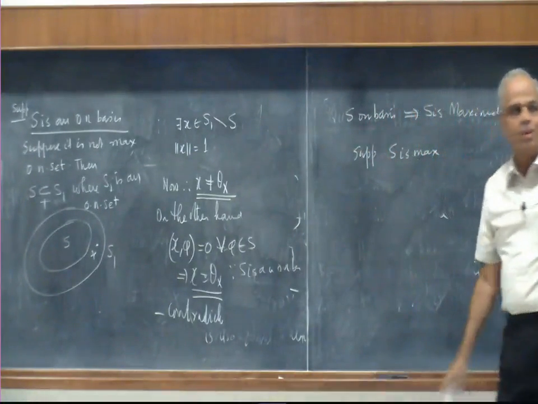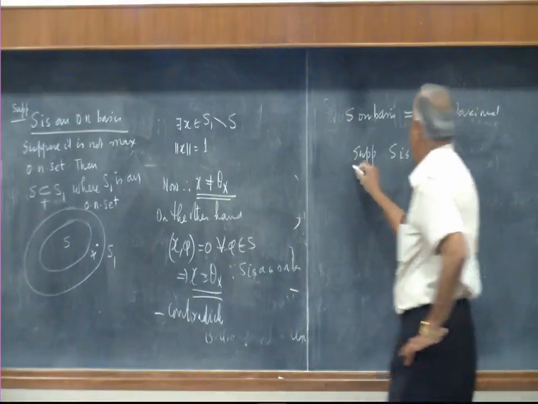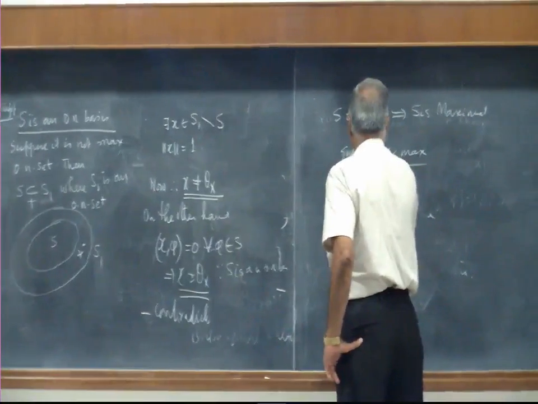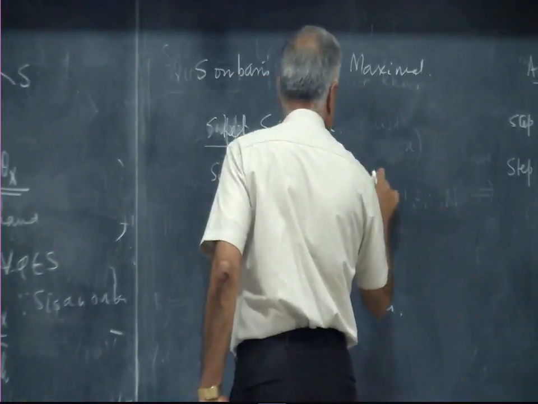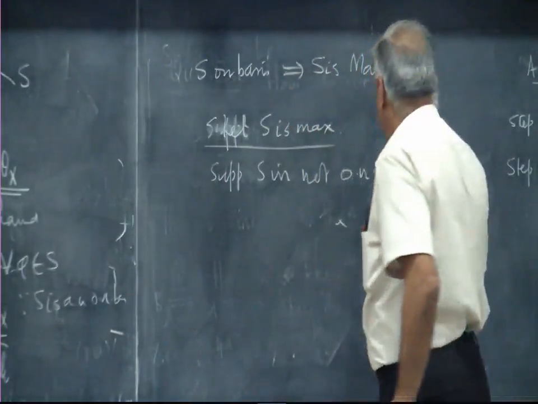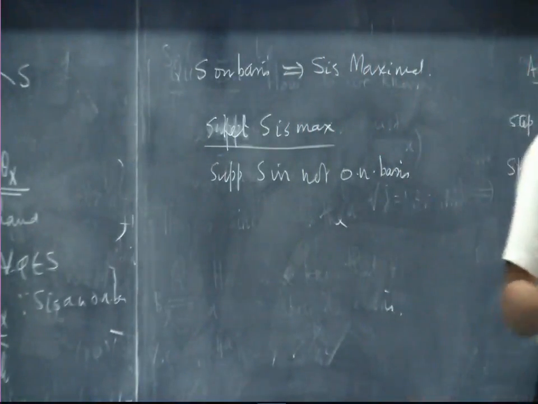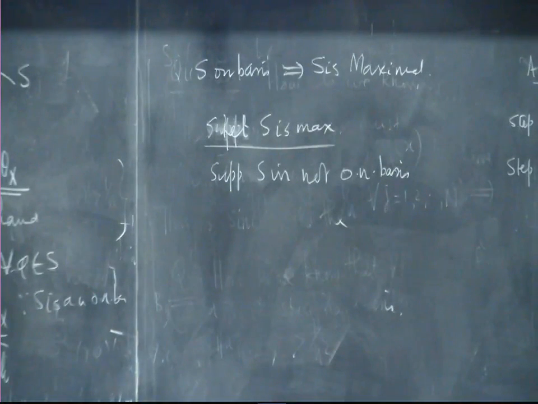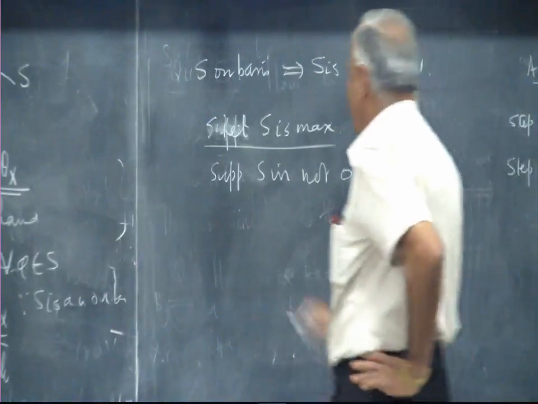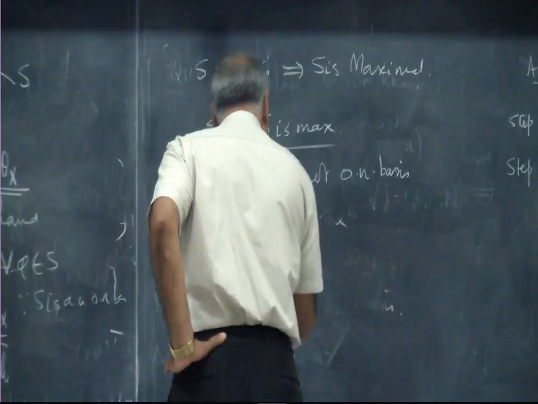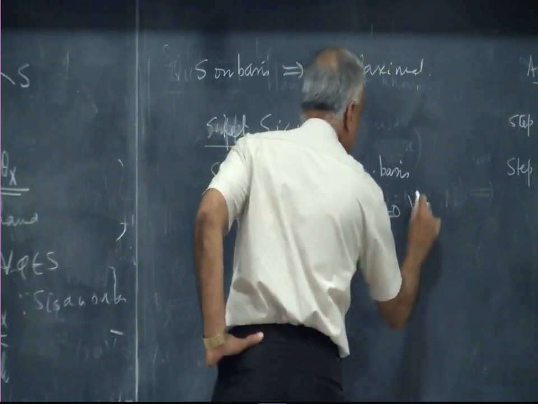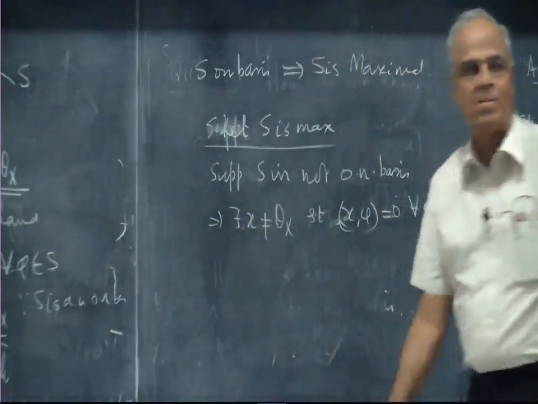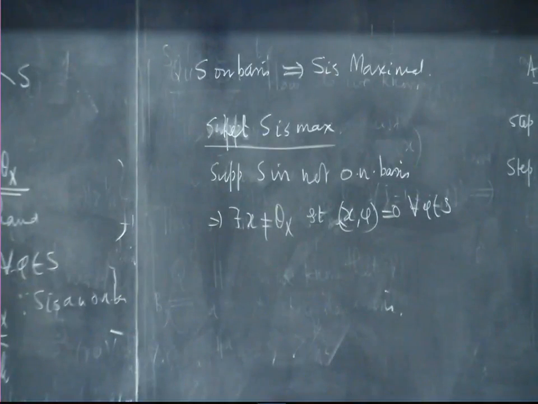We want to show S is an orthonormal basis, so let S be orthonormal, and suppose S is not an orthonormal basis. So, since it is not an orthonormal basis, somebody must be orthogonal to all of them without being the 0 vector. Therefore, there exists a vector x not equal to the 0 vector such that the inner product of x and phi is equal to 0 for every phi in S, because it is not a basis.